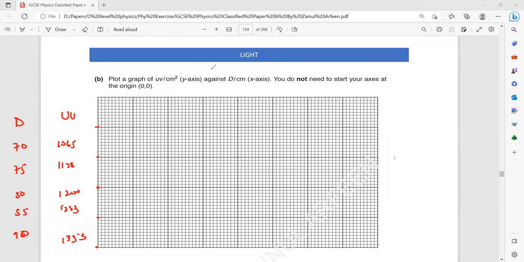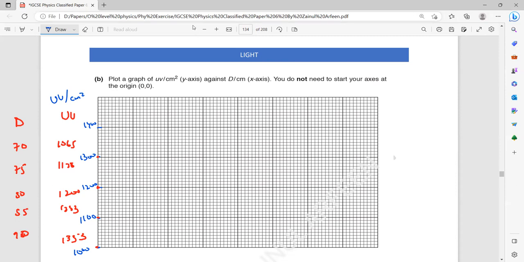As I mentioned, we don't have to start from the origin, so you can start with any number. For example, the first value you say is 1000, the second value is 1100 after 10 boxes, so each box equals 10. Then 1200, then 1300, then 1400. And always label the axis. What we are plotting on the y-axis is u into v, so we'll write u into v. And what is the unit? The unit is centimeter squared. Then for d, the minimum value is 70 and the maximum is 90.